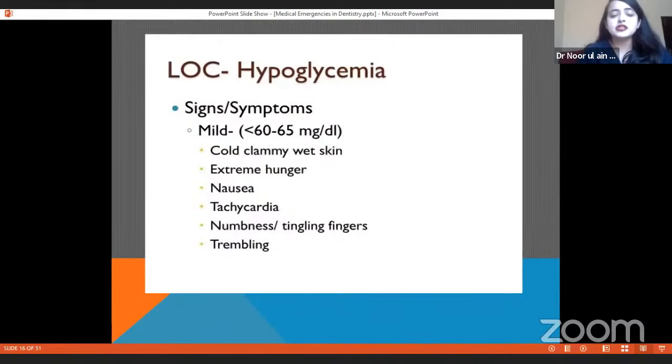So in signs and symptoms, in mild hypoglycemia, that is your sugar level is less than 60 to 65 milligram per deciliter, the patient will have cold, clammy, wet skin and extreme hunger. The patient will feel nauseated, with tachycardia, that is an increase in heart rate, numbness and tingling of fingers, and trembling.